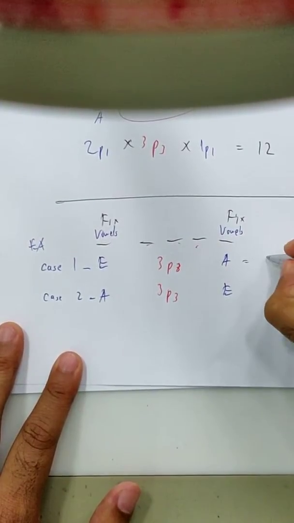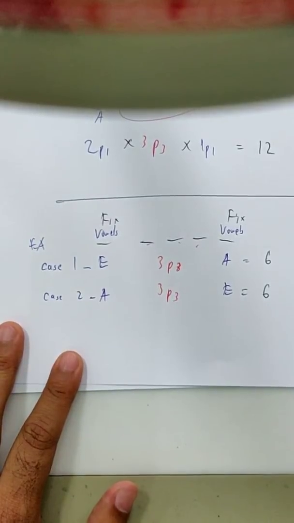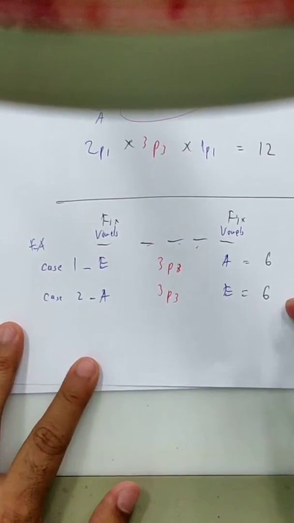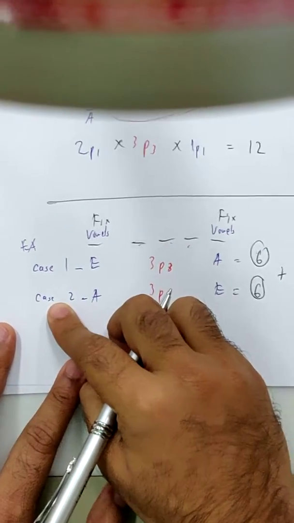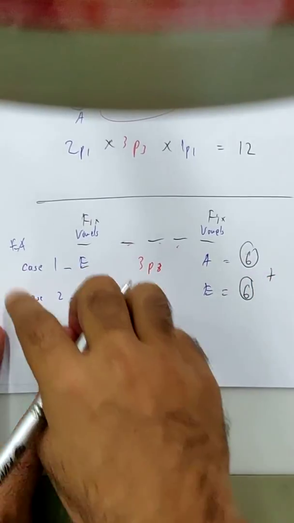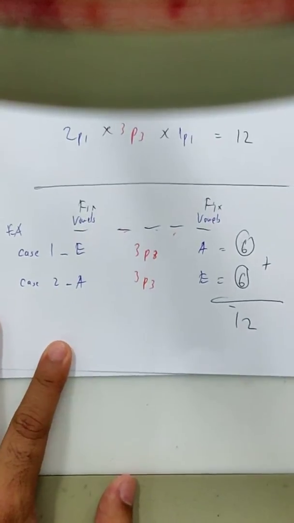So the first answer you got yourself is 6. The second answer you got yourself is 6. How do you connect these two? Plus, because it is 2 different cases. Okay? We plus it up because it's 2 different cases. So the answer is 12.